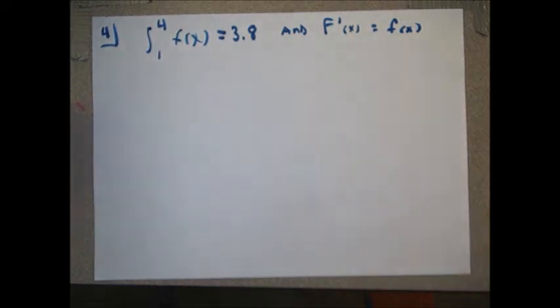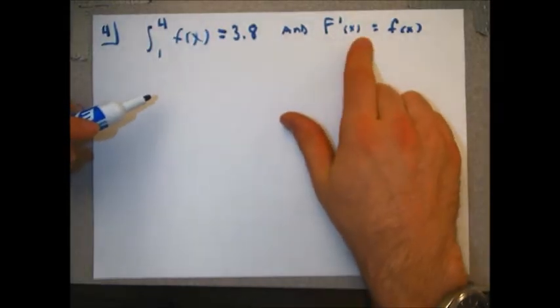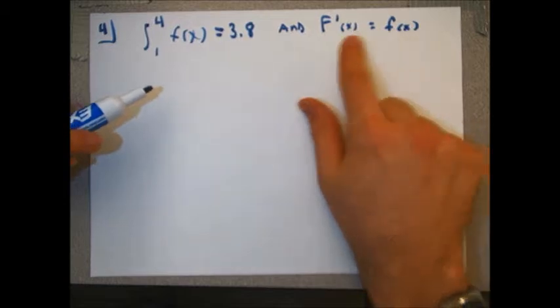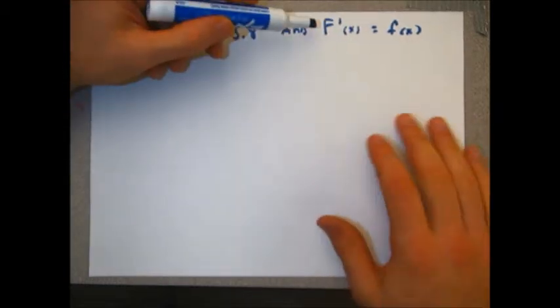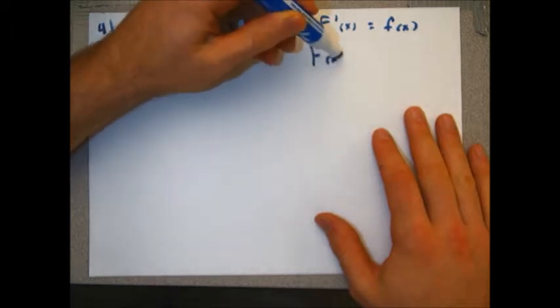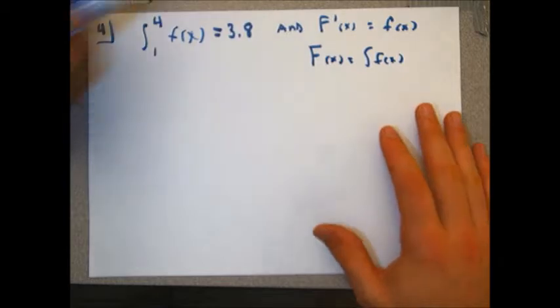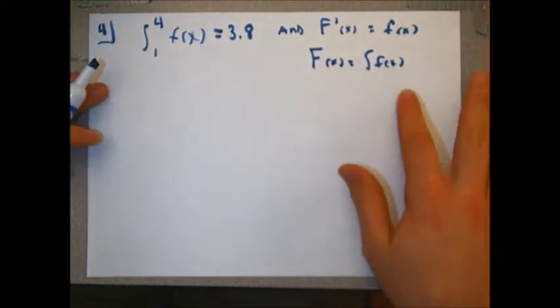For number 4, they tell you the integral from 1 to 4 of f of x is 3.8. And then they also tell you that capital F prime of x is equal to little f. Well, if we go backwards by integrating, you could say big F is equal to the integral of small f. So if I just integrated both of these going backwards.